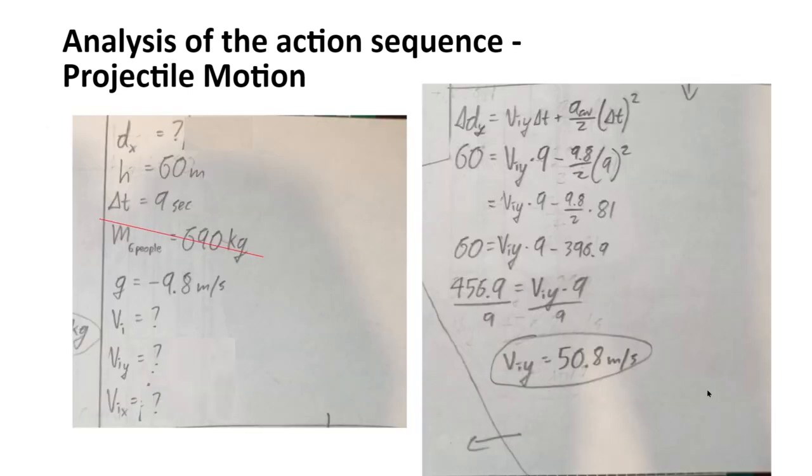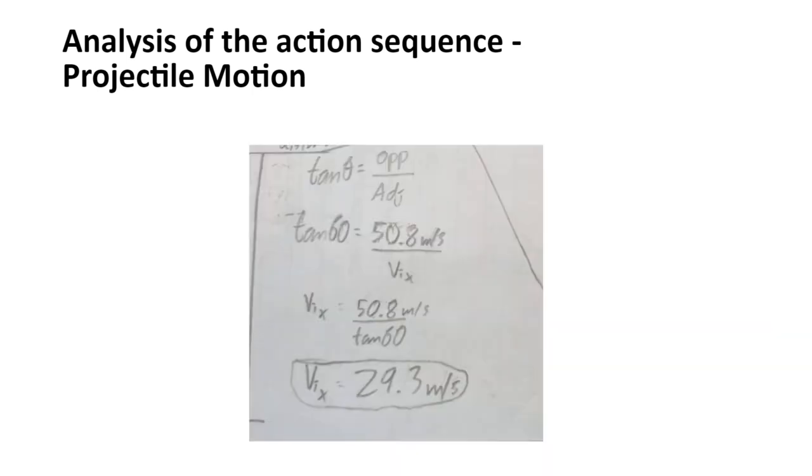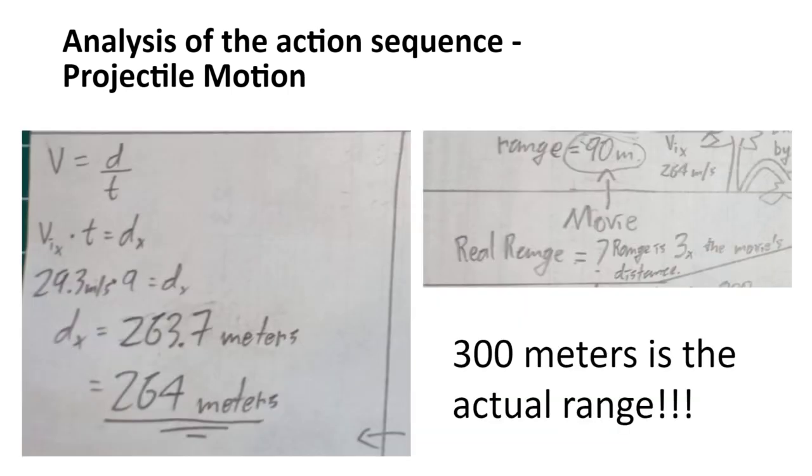The first kinematic equation is used to find the initial velocity in the x-axis, which is 50.8 meters per second. Next, the initial velocity on the y-axis is found using tangent 60 degrees, initial velocity y divided by initial velocity x, and you get 29.3 meters per second. And then the initial velocity on the x-axis is used to find the displacement with a simple equation, which is v equals d over t.